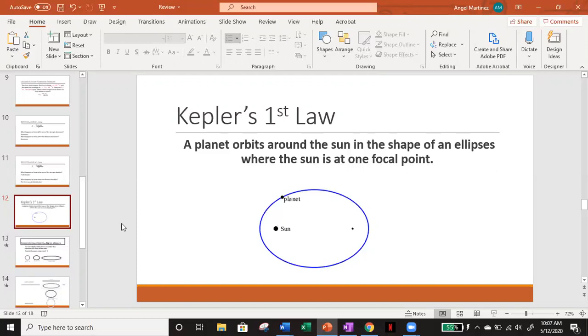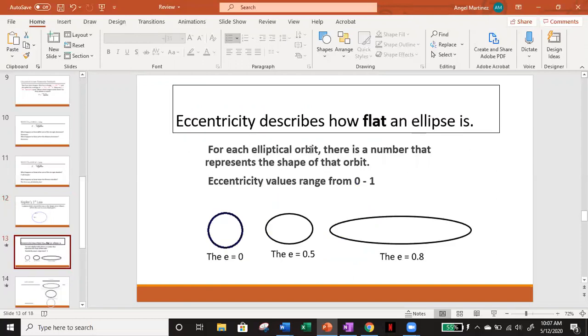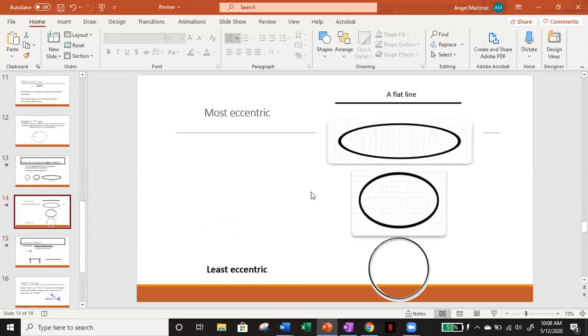The way we can tell how flat an ellipse is, is through the eccentricity. The eccentricity is a measure of how flat an ellipse is. If we have an eccentricity of 0, we get a perfect circle. If we keep going up, it goes between 0 and 1. 0.5 is kind of more oval. 0.8 is a lot flatter oval shape. And the most eccentric, at 1.0, is a flat line.